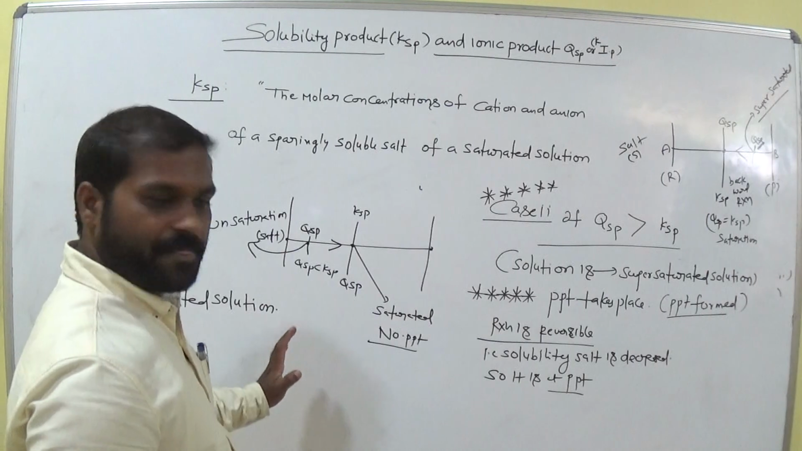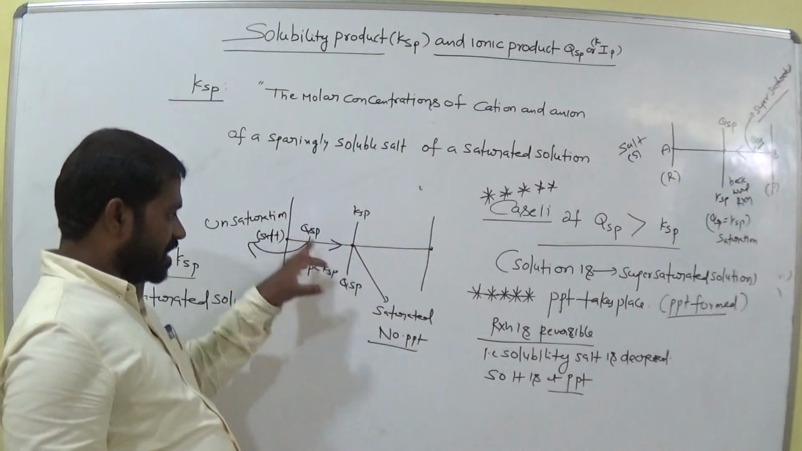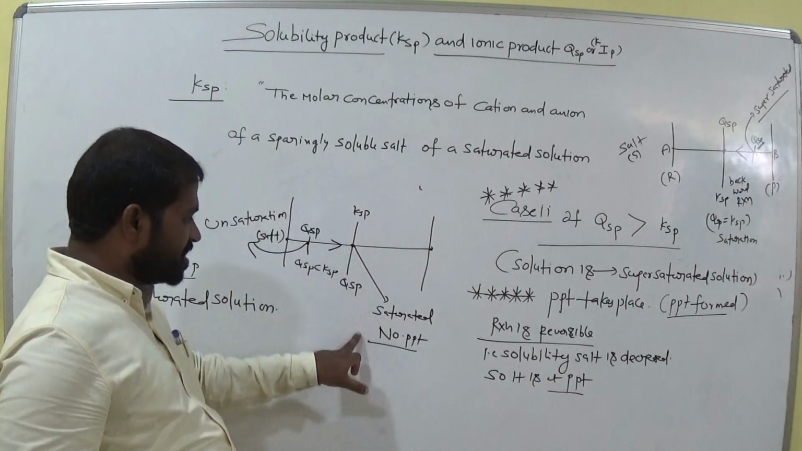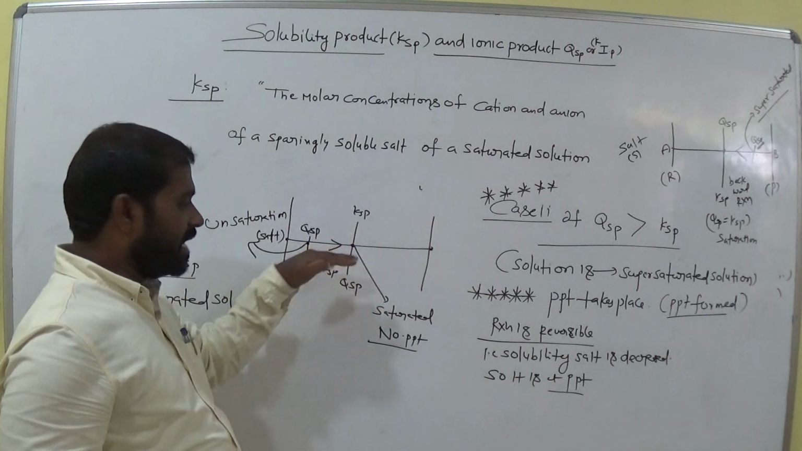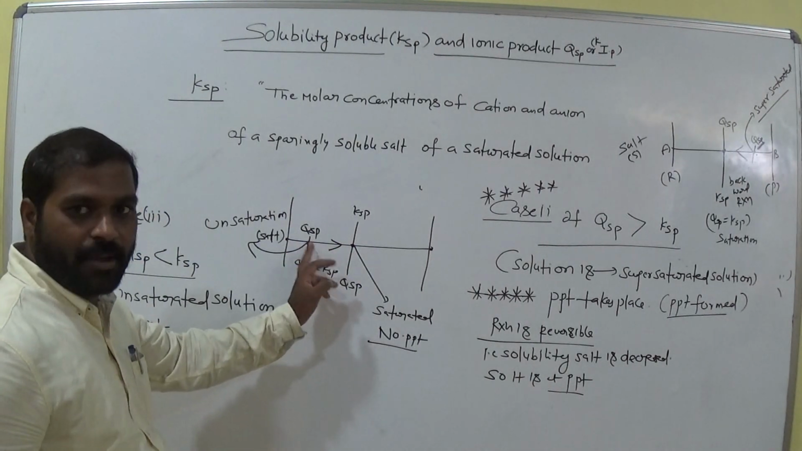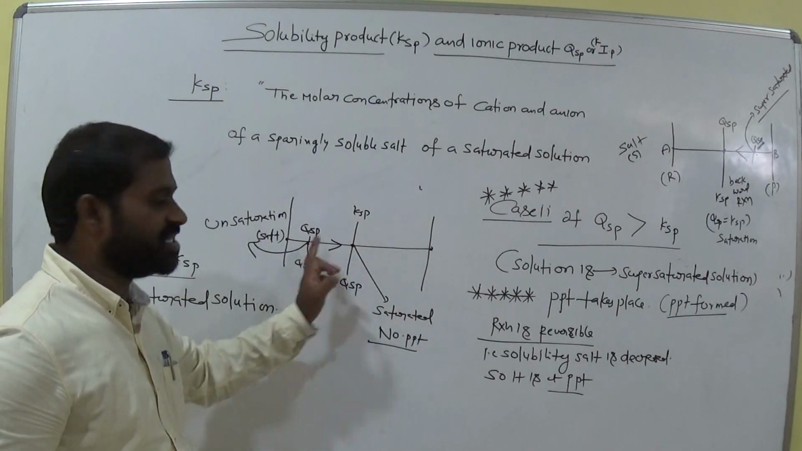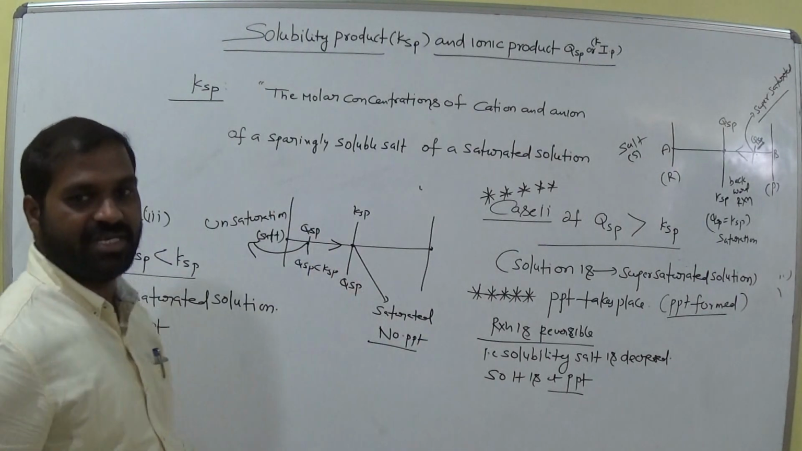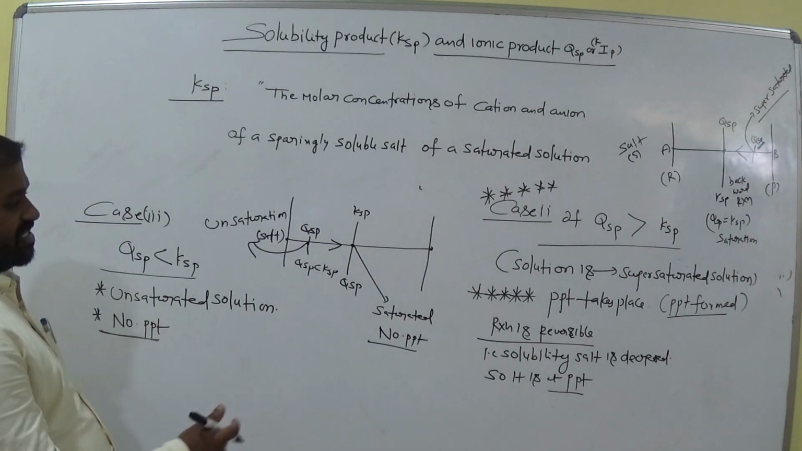Is it clear, ma'am? Everyone? So this is saturation. QSP less than KSP. Now to get the saturation, it moves towards the saturation point. Okay? At this point there is no PPT. That means at this point no PPT. Remember, at this point PPT. At this point no PPT. Unsaturation, supersaturation, saturation. Is it clear? Very, very important. This is the comparison and application.